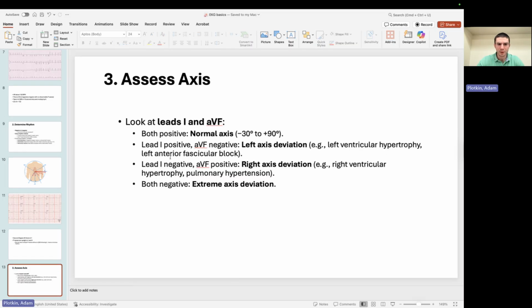So then what do we do? We assess the axis. So we look at leads 1 and AVF.